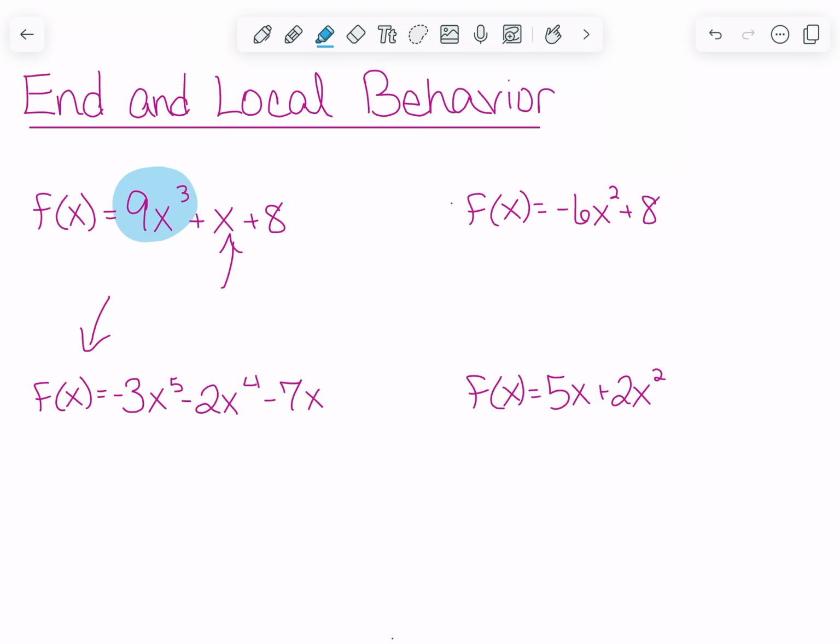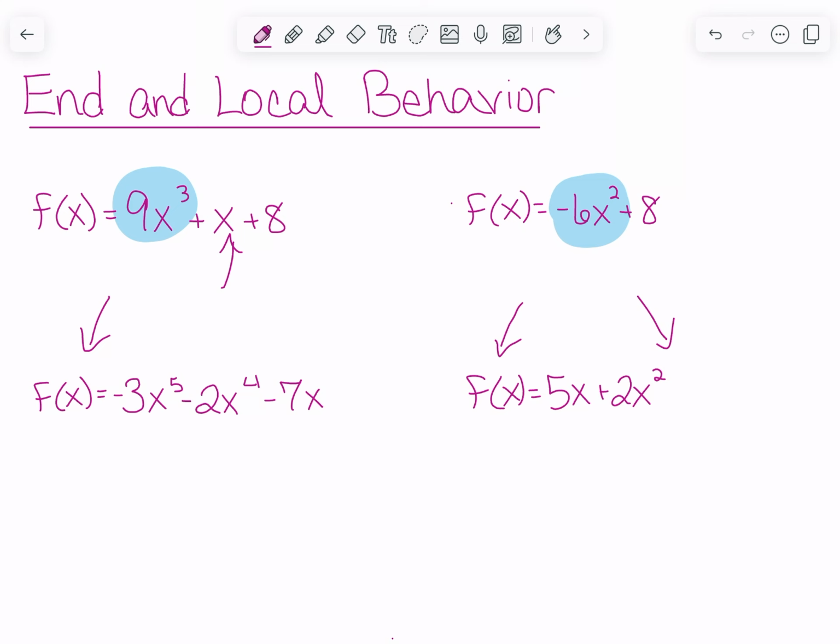For my next one, negative 6x squared plus 8, the leading term will be the negative 6x squared. 2 is an even degree, negative 6 is a negative coefficient. That tells me it's actually going to go down on both sides.